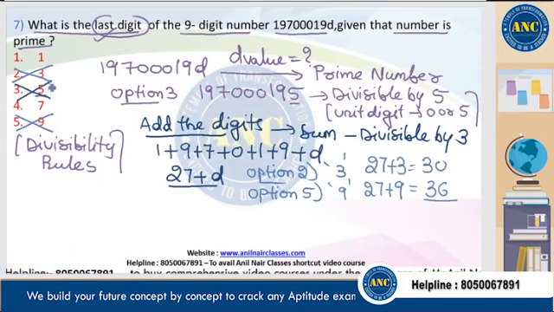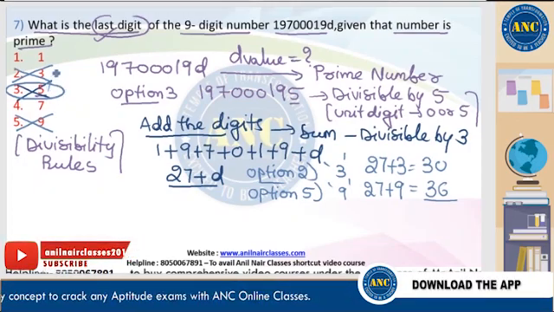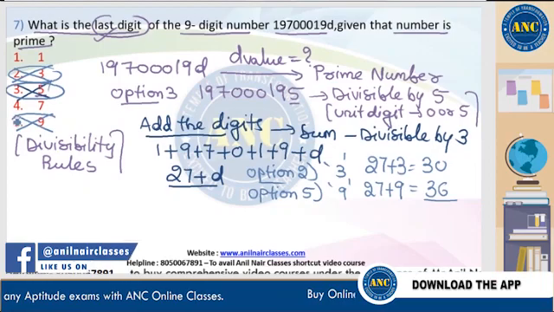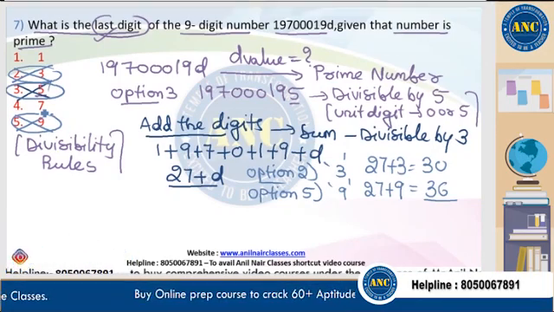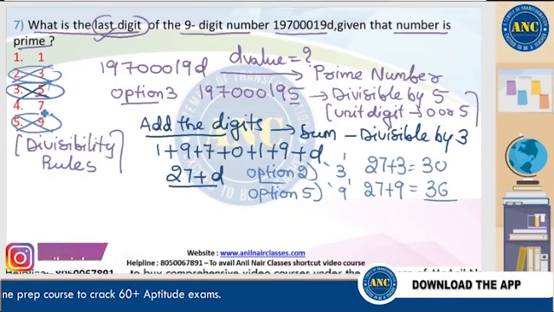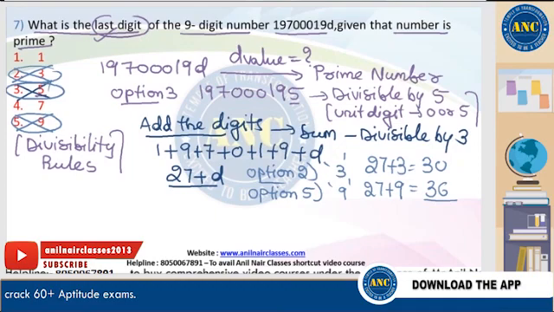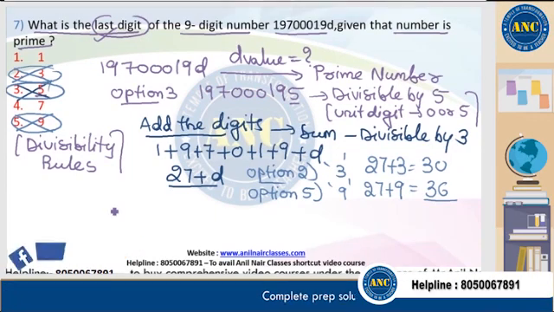So 5 is eliminated because of the divisibility rule of 5. 3 and 9 are eliminated because of the divisibility rule of 3. 5 is eliminated, 3 and 9 are eliminated. Now we are stuck with 1 and 7.